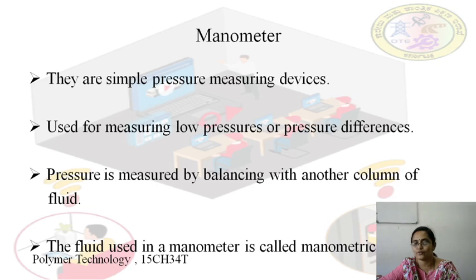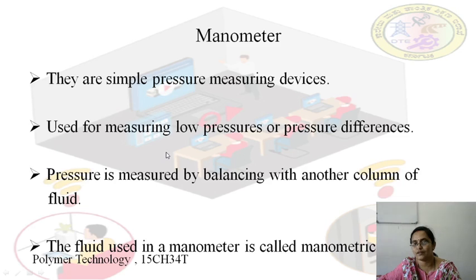Now we are coming to the manometer. What is a manometer? Manometers are simple instruments used to measure pressure. They are simple pressure measuring devices. They are used for measuring low pressure or pressure differences. Pressure is measured by balancing it with another column of fluid.